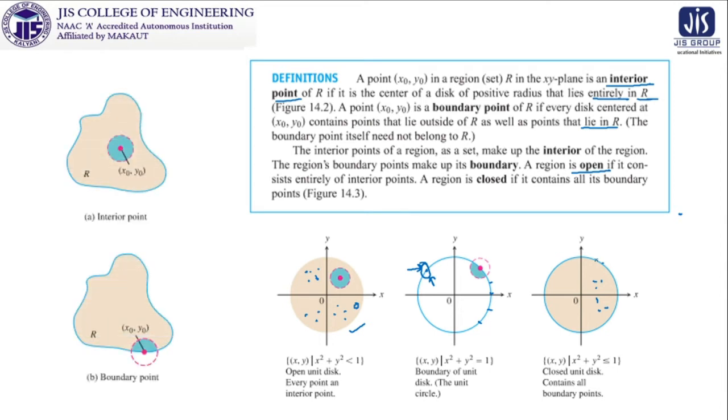So look at this randomized shape. If you consider this shape or this shape, this is the concept of interior points, which is clear from the drawing of the circular disc, and similarly this is the concept of boundary points, which is drawn by the dotted circular disc.